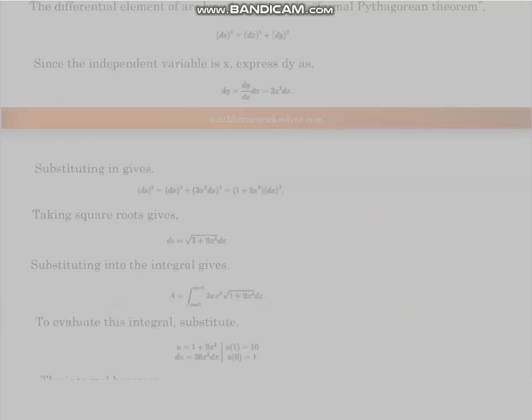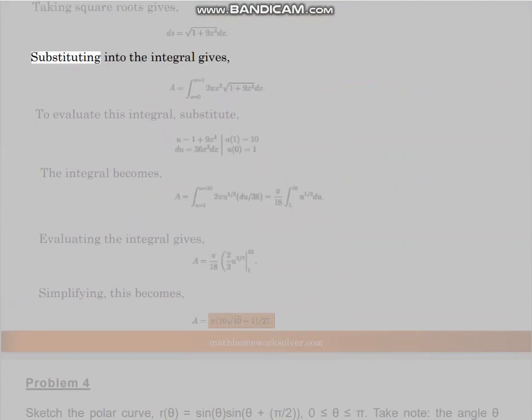Substituting in gives, taking square roots gives, substituting into the integral gives. To evaluate this integral, substitute, and the integral becomes. Evaluating the integral gives, simplifying, this becomes.